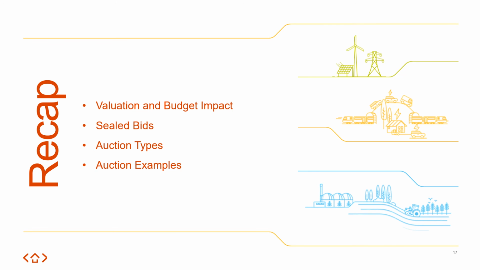This now brings us to the end of the video. In this video, we have covered the valuation and budget impact, sealed bids, the different auction types, and we have covered some auction examples showcasing an auction in relation to the pot and some examples of interleaving being successful and unsuccessful.